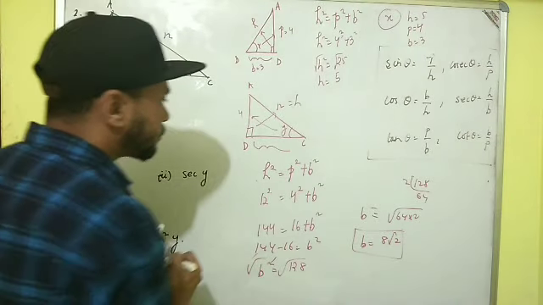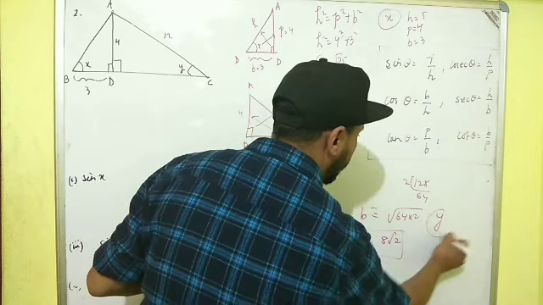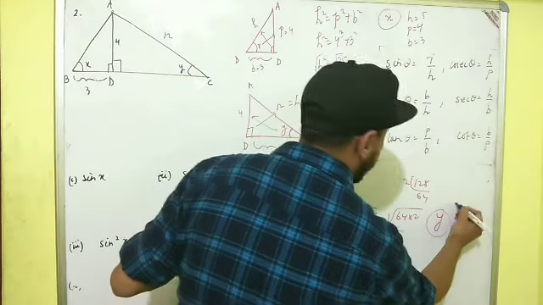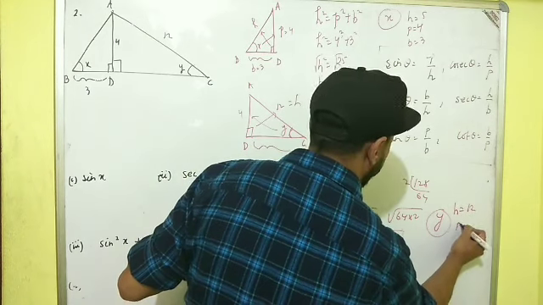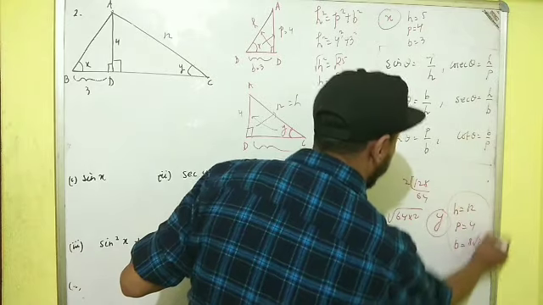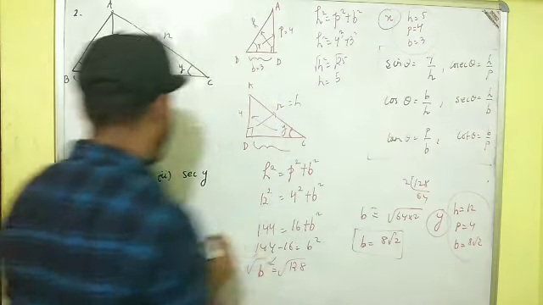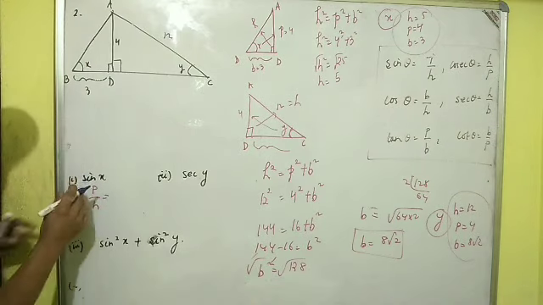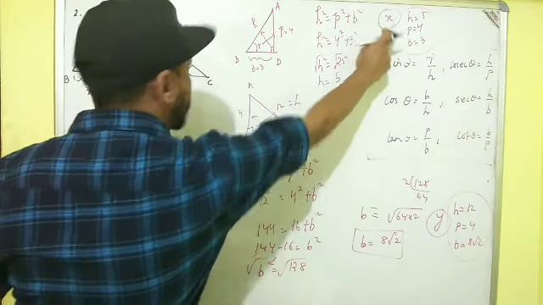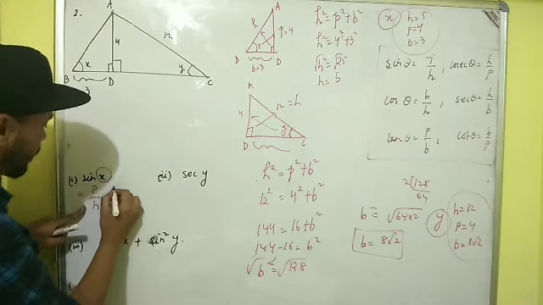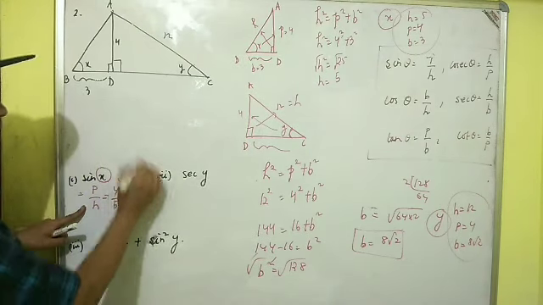Now for y, y means angle, for this triangle, h is your 12, p is your 4, and b is your 8 root 2. Now we'll use this and this. Alright, so let's solve it. Now for x, we're using this because angle x is mentioned here. Now p is your 4 and h is your 5. So this is the answer.